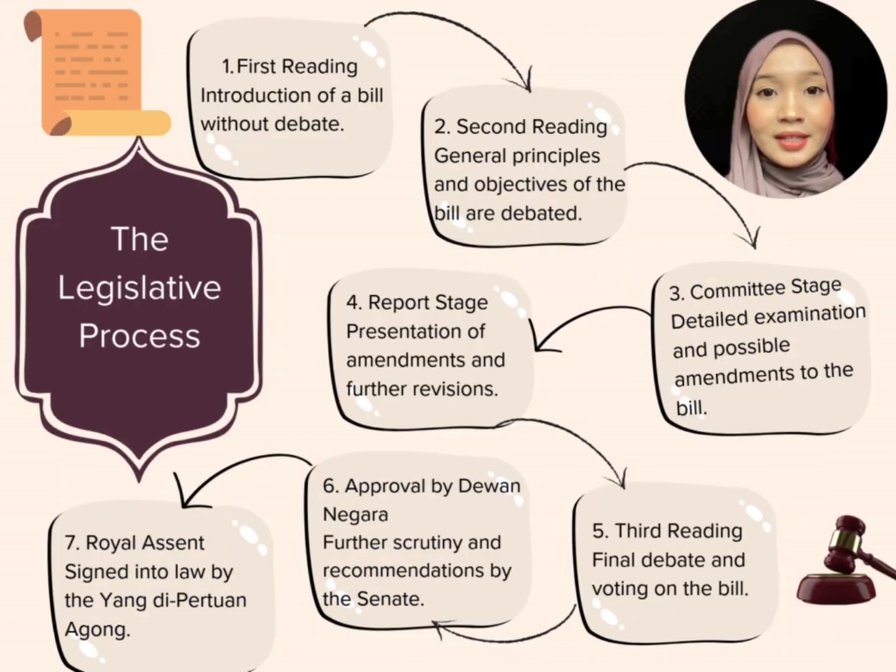Now on to the legislative process in Parliament. First reading, introduction of a bill without debate. Second reading, general principles and objectives of the bill are debated. Committee stage, detailed examination and possible amendments to the bill. Report stage, presentation of amendments and further revision. Third reading, final debate and voting on the bill. Approval by Dewan Negara, further scrutiny and recommendation by the Senate. Royal assent, signed into law by the Yang di-Pertuan Agong.